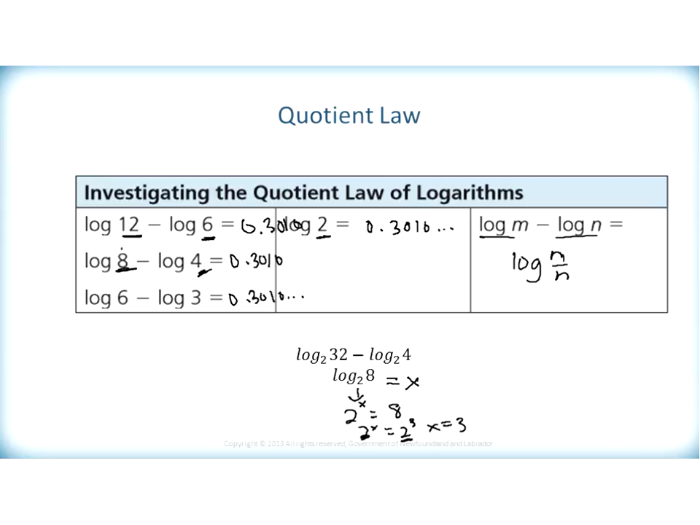We can also look to see that since 2 to the power of 5 gives us 32, this part of the expression is equal to 5. Since 2 to the power of 2 gives me 4, this is 2. So we'd have 5 subtract 2, which gives us 3, which is what we obtained.